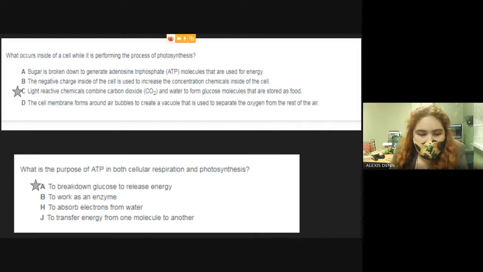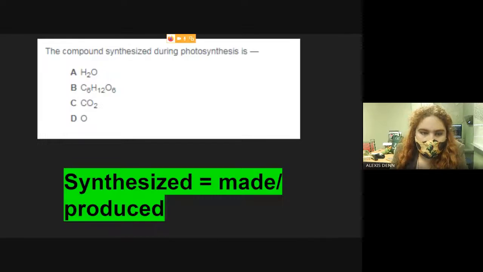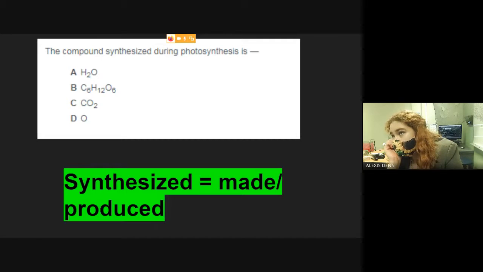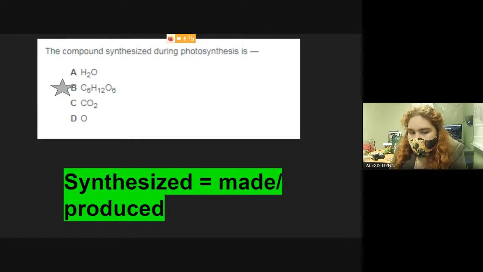C. What is the purpose of ATP in both cellular respiration and photosynthesis? A, to break down glucose to release energy. The whole purpose of ATP is to provide energy. The compound synthesized during photosynthesis is, which of those is the formula for glucose? Is it H2O, C6H12O6, CO2, or O2? Right, C6H12O6, it's B.